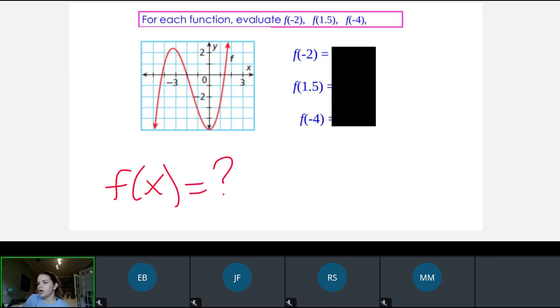We want to know when we plug in a number for x, in this one it's -2. So f of -2 means when x is -2, we're asking ourselves, what is that y value? And that y value would be 0. If I write this out, this is saying when x is -2, what is the y value?